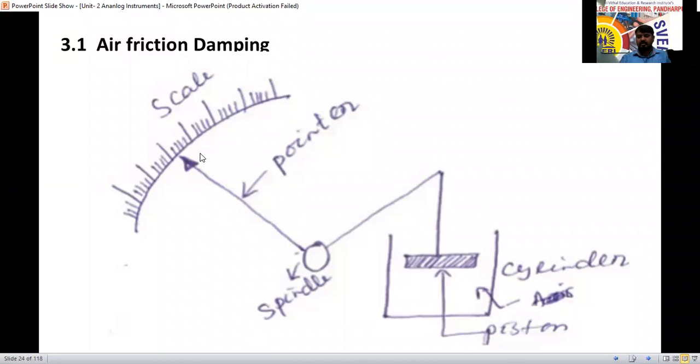The piston is going to compress the air, and the compressed air is going to push back the opposite way and come back outside here.